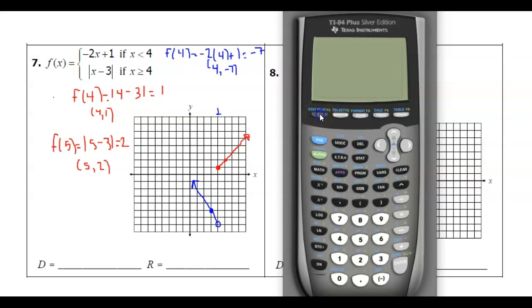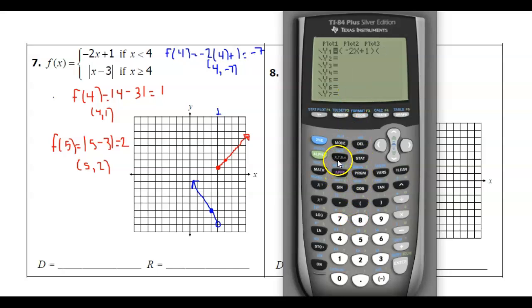We're still going to go to y equals to graph a piecewise function. We'll clear everything out. I am going to type in my function. I'll type the first part of the function: negative x plus 1, in parentheses. Then I'm going to type the condition, x is less than 4, also in parentheses.